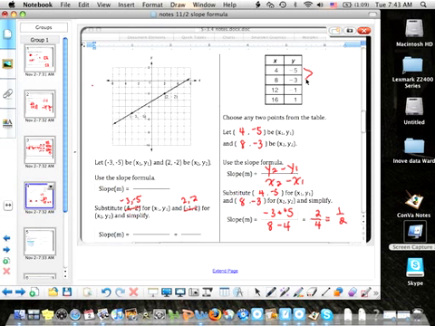Look at the table though. What's the change that's happening here? It's going up 2. And the change that's happening here? It's going up 4. 2 over 4 reduces to 1/2.